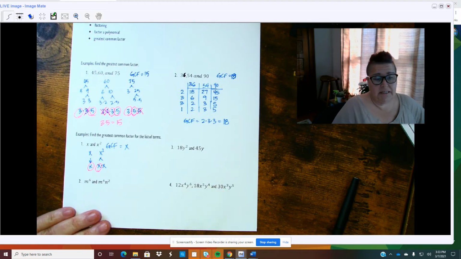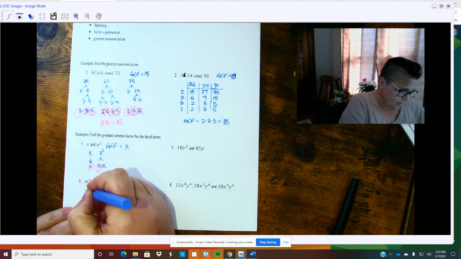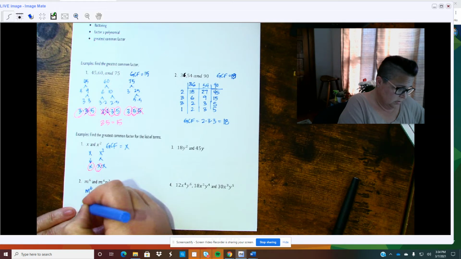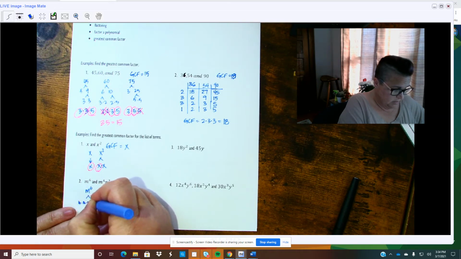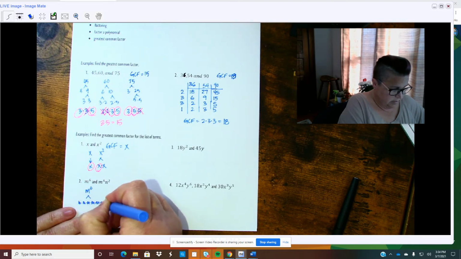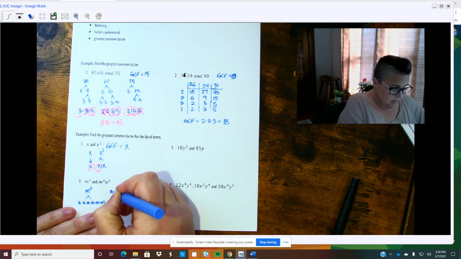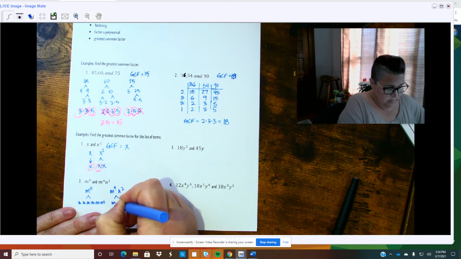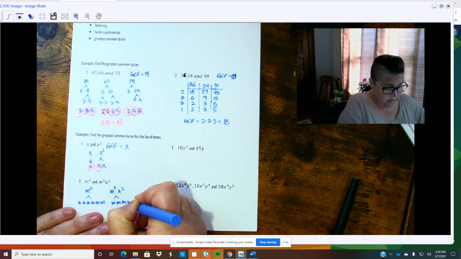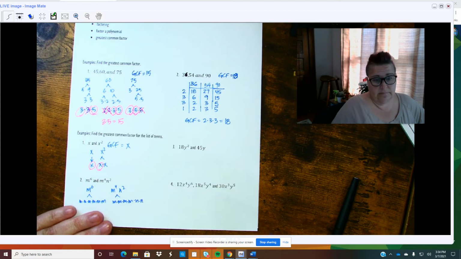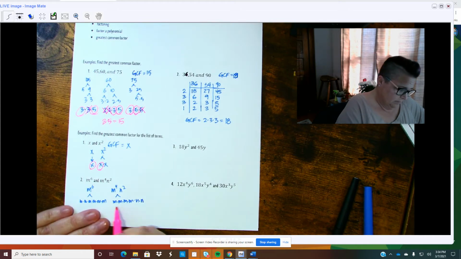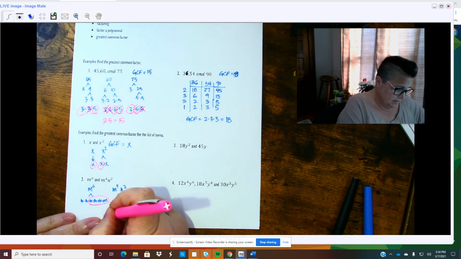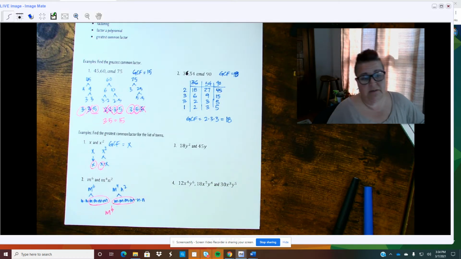If I've got an m to the 6th and an m to the 4th n squared, an m to the 6th is just m times m times m times m times m times m, 1, 2, 3, 4, 5, 6. And an m to the 4th n squared is m times m times m times m times n times n. So what's in common? The only thing in both of those is 4 m's. So my greatest common factor here is m to the 4th.